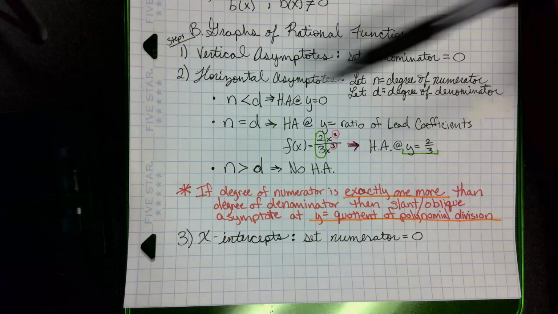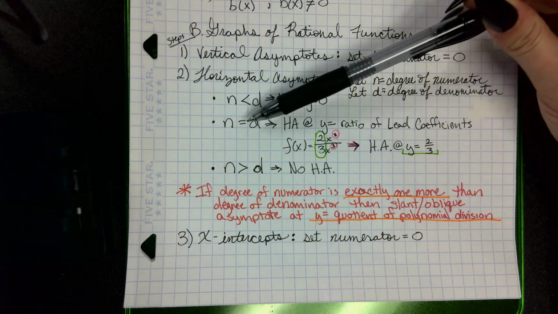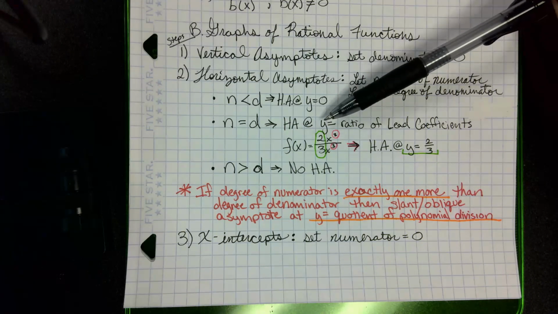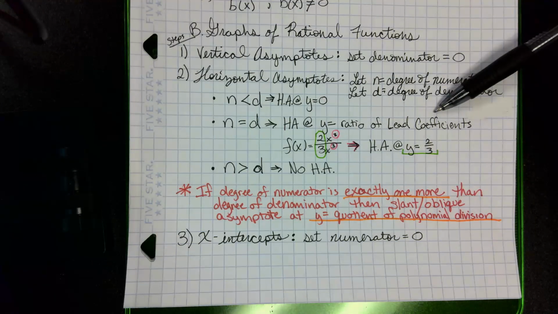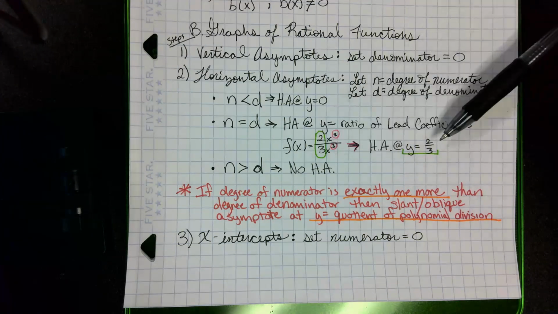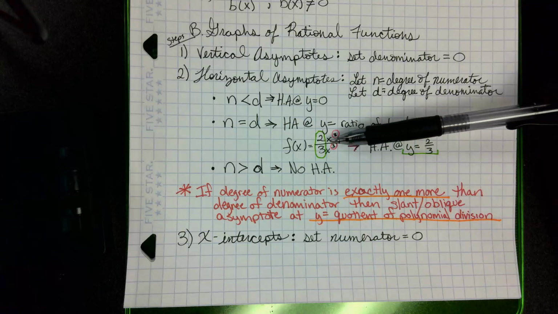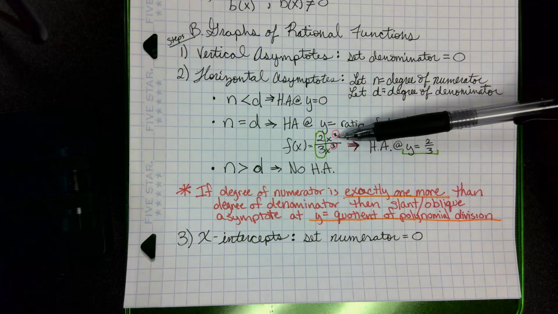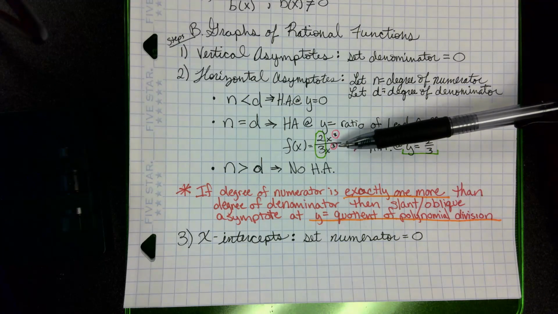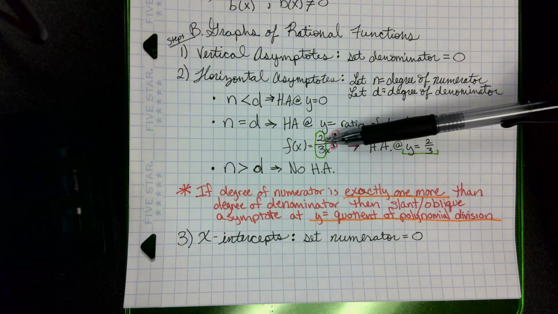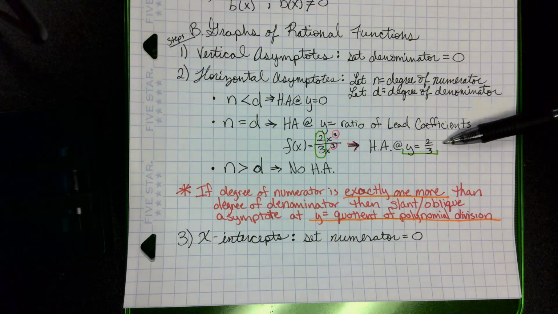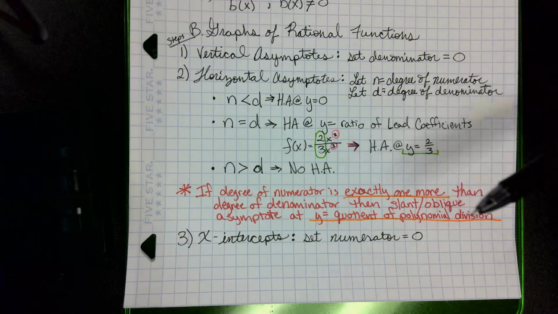The second scenario, if the degree of the numerator is equal to the degree of the denominator, then you have a horizontal asymptote at y equals the ratio of the lead coefficients. So for example here, if you had f of x equals 2x to the third over 3x to the third, n equals d, 3 equals 3. They're raised to the same power. So we look at the ratio of the coefficients, 2 over 3. So the horizontal asymptote is at y equals 2/3. That is when the degrees are equal to each other.